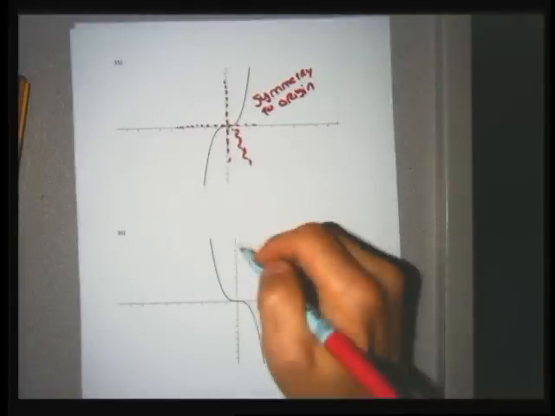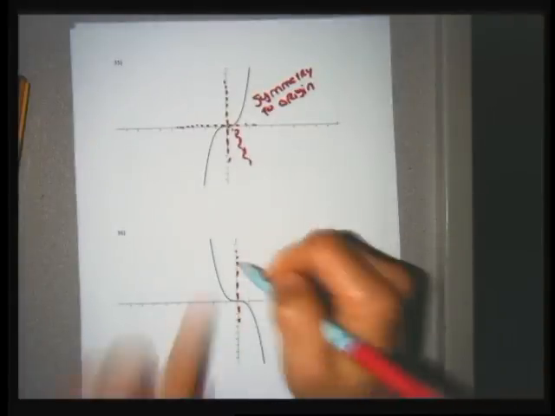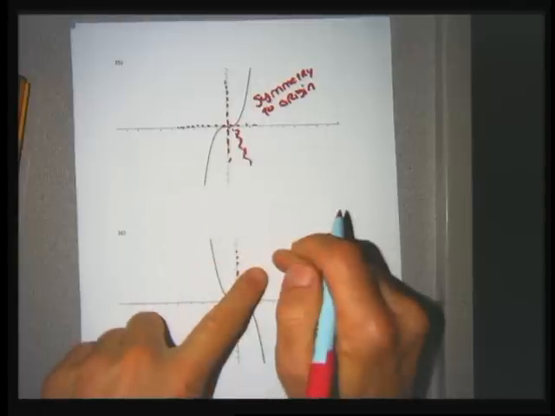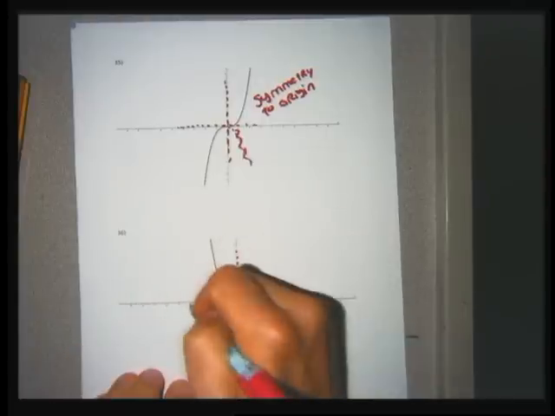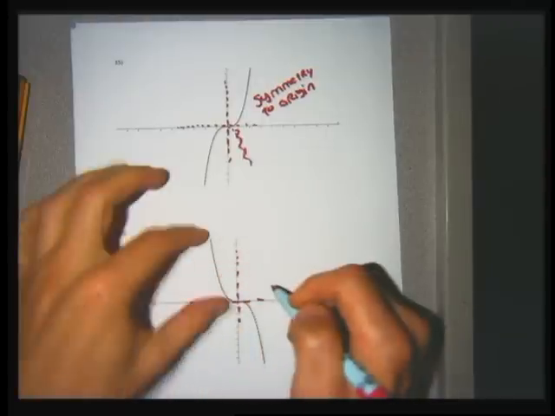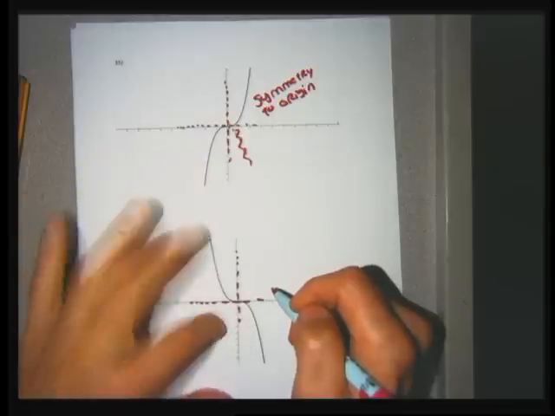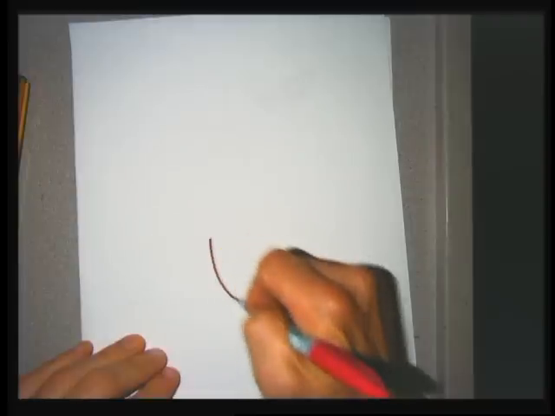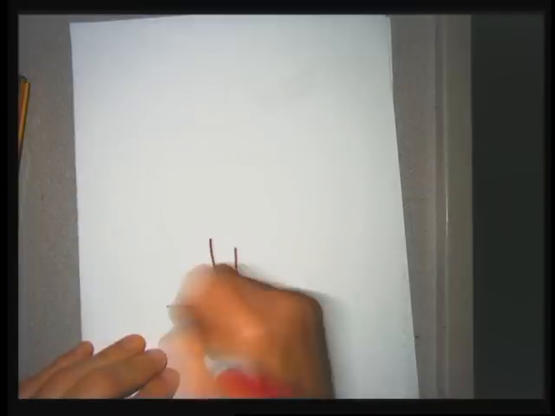Same thing with problem 36. It doesn't have symmetry to the y-axis because this part doesn't have a mirrored image across the y-axis. Doesn't have symmetry to the x-axis because this part doesn't have a mirrored image under the x-axis. But it is going to have symmetry to the origin. And again, if I just copy this graph the best I can, the graph looks something like that.